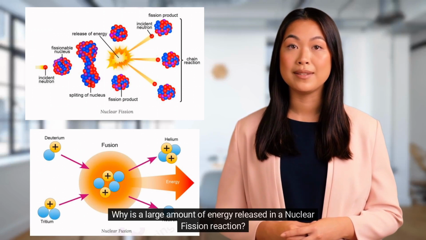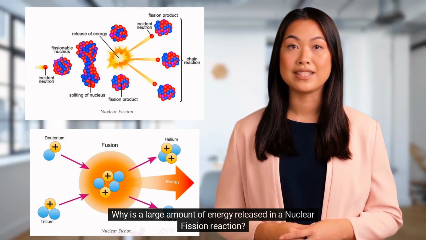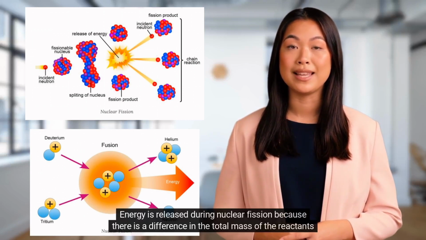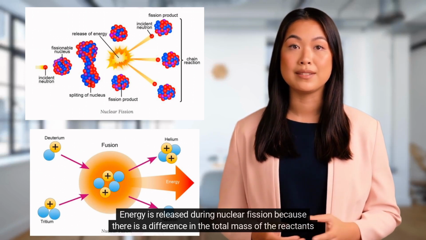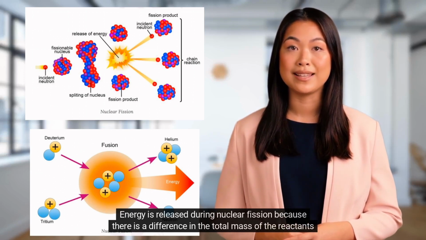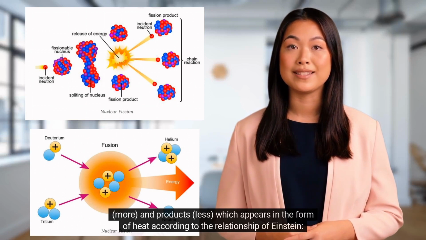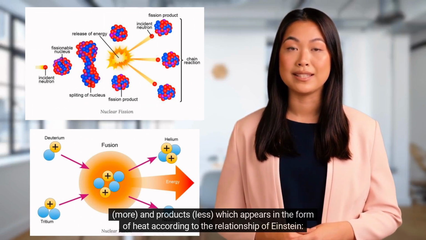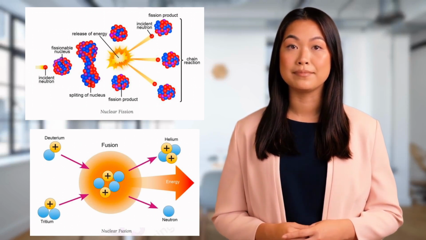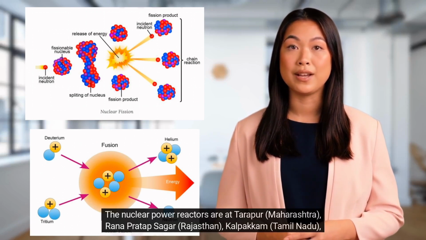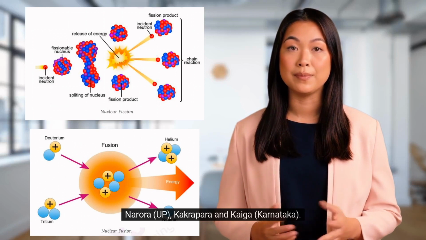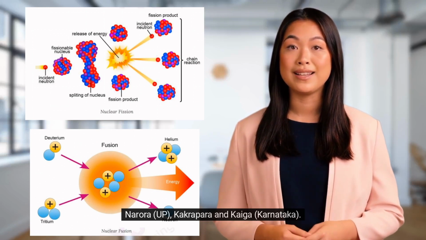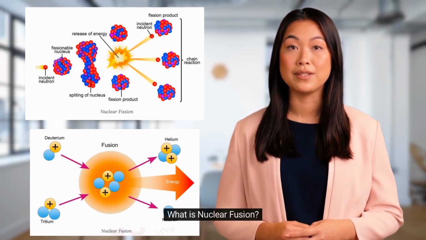Why is a large amount of energy released in a nuclear fission reaction? Energy is released during nuclear fission because there is a difference in the total mass of the reactants, more, and products, less, which appears in the form of heat according to Einstein's relationship, E equals Δmc squared. The nuclear power reactors are at Tarapur, Maharashtra; Rana Pratap Sagar, Rajasthan; Kalpakkam, Tamil Nadu; Narora, UP; Kakrapar, Gujarat; and Kaiga, Karnataka.